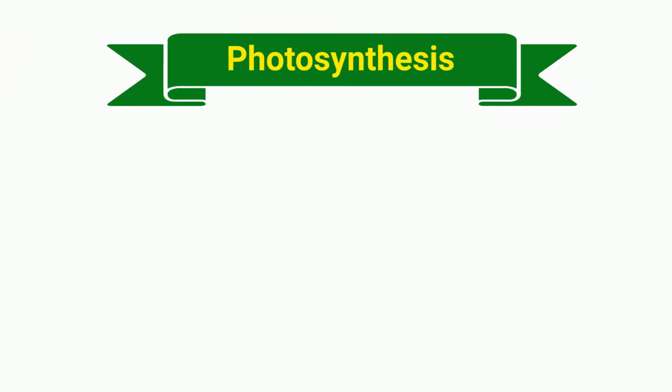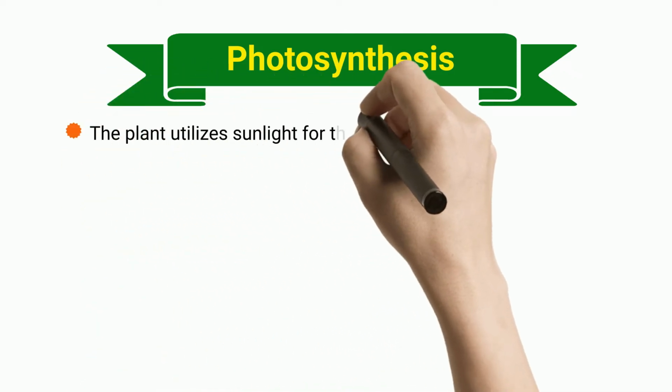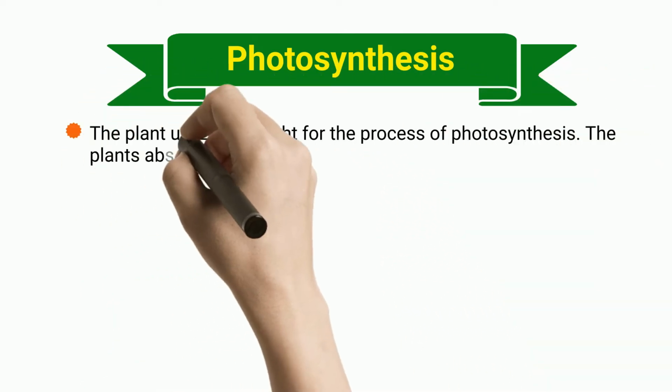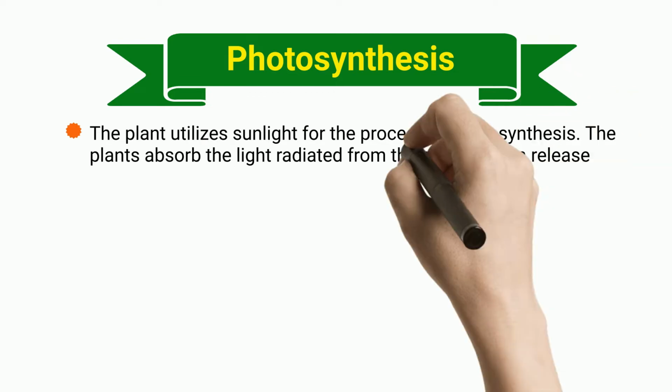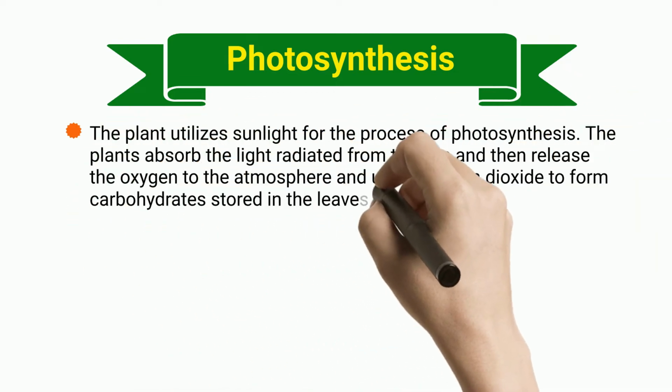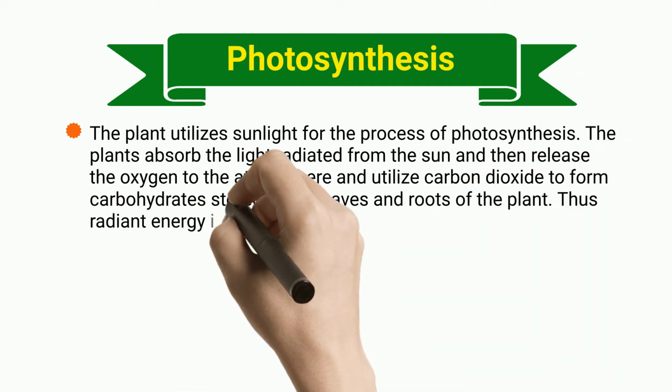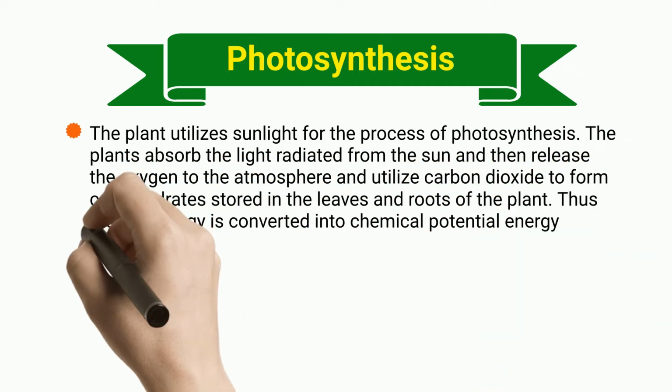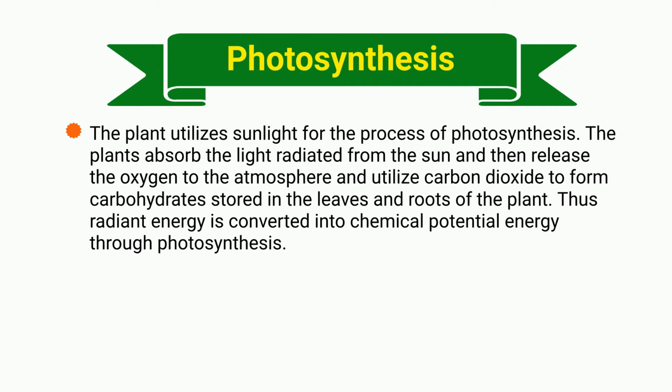Photosynthesis. The plant utilizes sunlight for the process of photosynthesis. The plants absorb the light radiated from the sun and then release the oxygen to the atmosphere and utilize carbon dioxide to form carbohydrates stored in the leaves and roots of the plant. Thus, radiant energy is converted into chemical potential energy through photosynthesis.